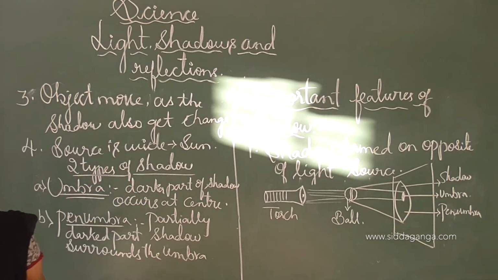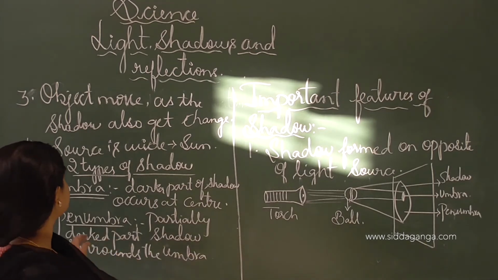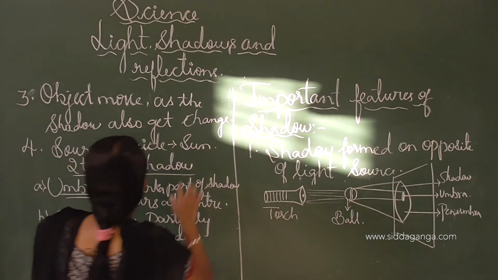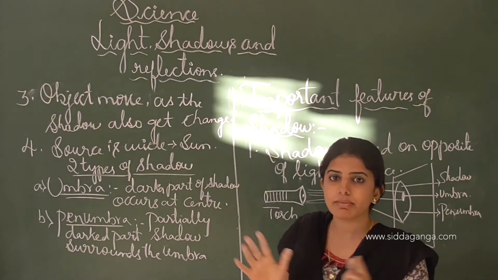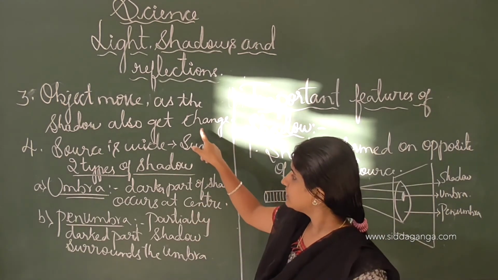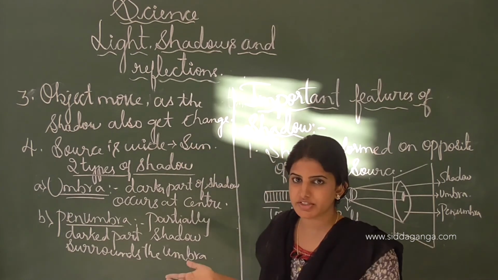And the second condition is change of position. If the position of the light changes, then the shadow also changes its position. Next, if the objects are moved, then the shadow also gets changed.